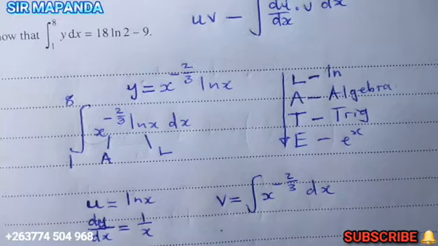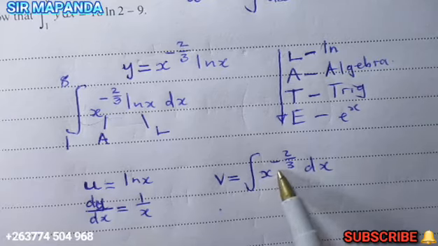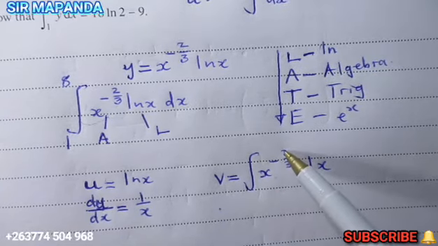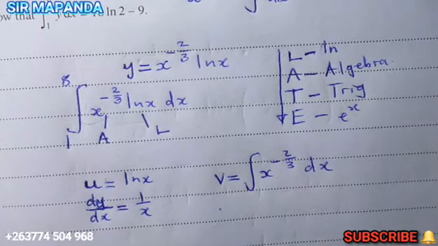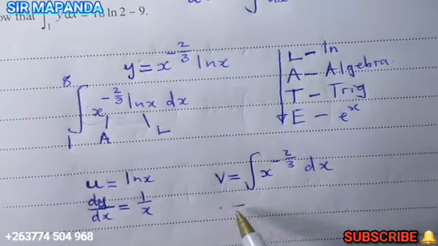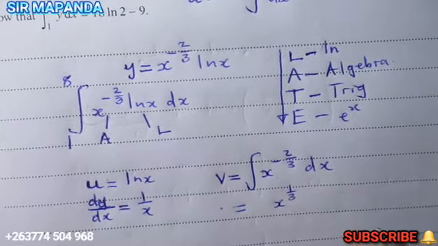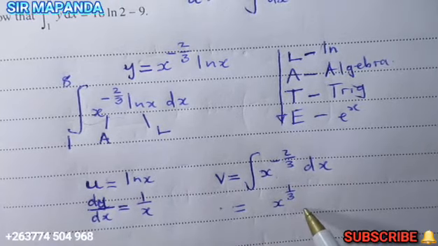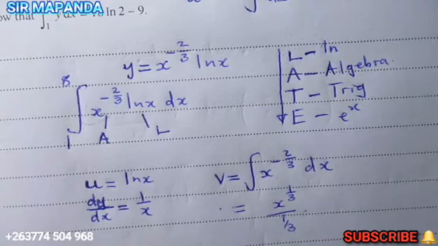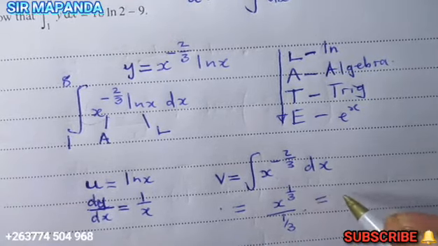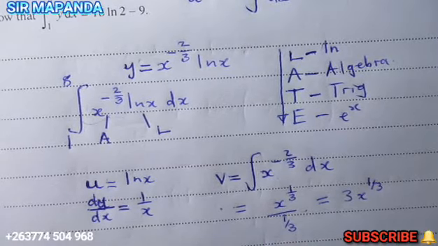So when integrating algebraic expressions of this kind, you add 1 on the power, then you divide everything by the new power, right? So if we add 1 on minus 2 over 3, you get 1/3, right? So dividing by 1/3 is as good as multiplying x to the power of 1/3 by 3. So you get 3x to the power of 1/3. I hope you are listening, right?